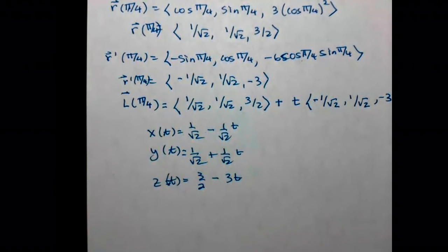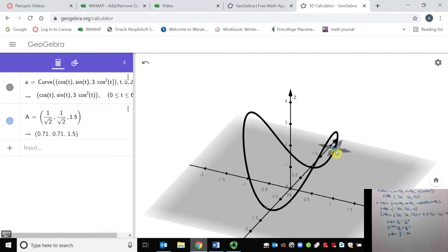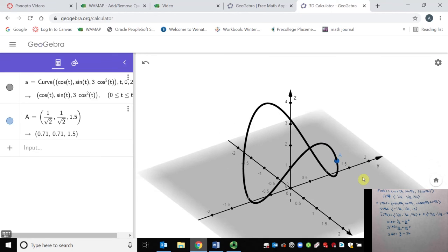Okay, I'm going to pause and see if I can bring up that graph of this particular equation. So you can see I have that point plotted right there. I'm going to swoop around so you can kind of see it. So there's that point where we're tangent, right? So 1 over root 2, 1 over root 2, 3/2. So the line tangent at that point, right, it's going to be going in the positive x direction. I'm sorry, negative x direction, positive z direction. Positive y, negative z, and negative x.